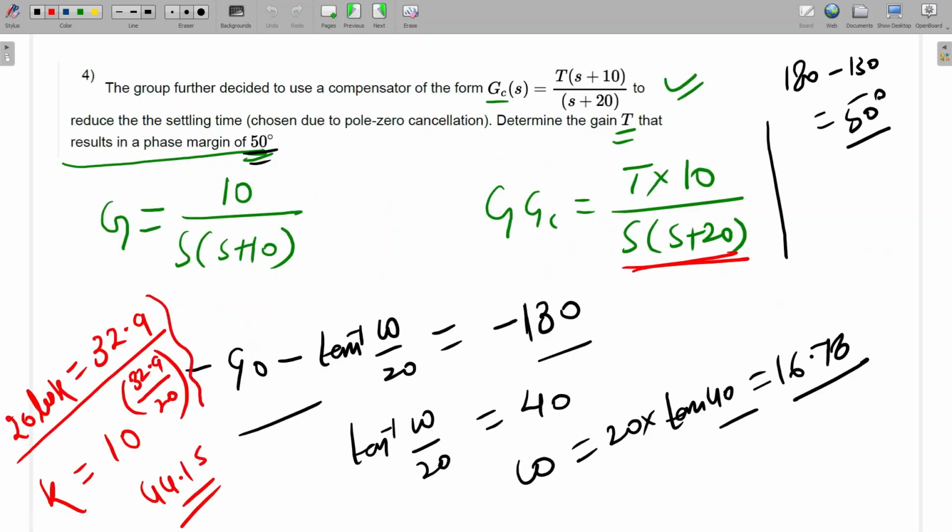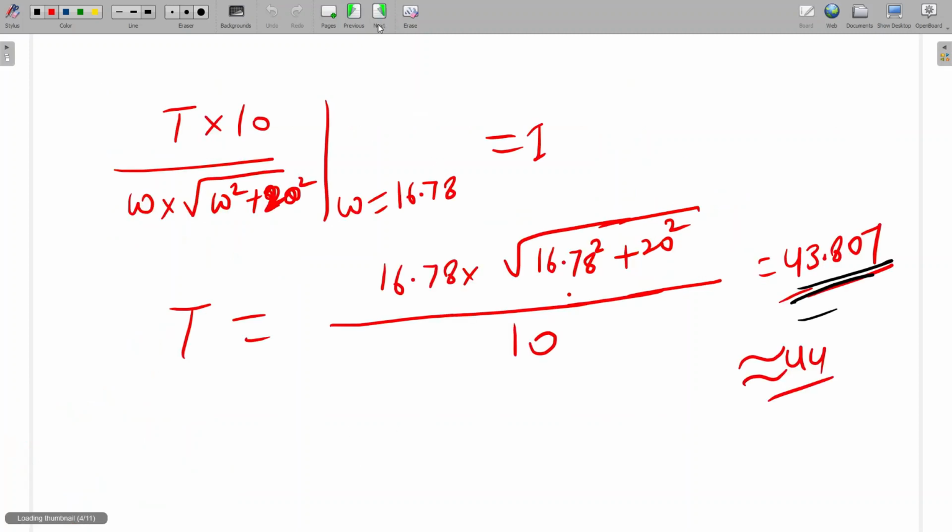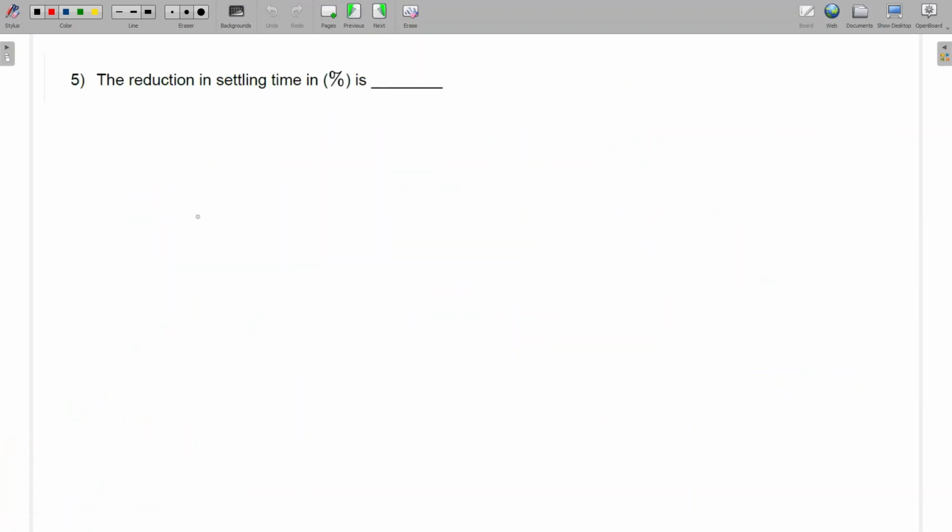Is it clear to all? So with Bode information, if Bode information is given, from there also indirectly we can calculate the K value. Is it clear to all? Any doubt? No, sir. Okay. So for this one also, we can calculate the settling time.